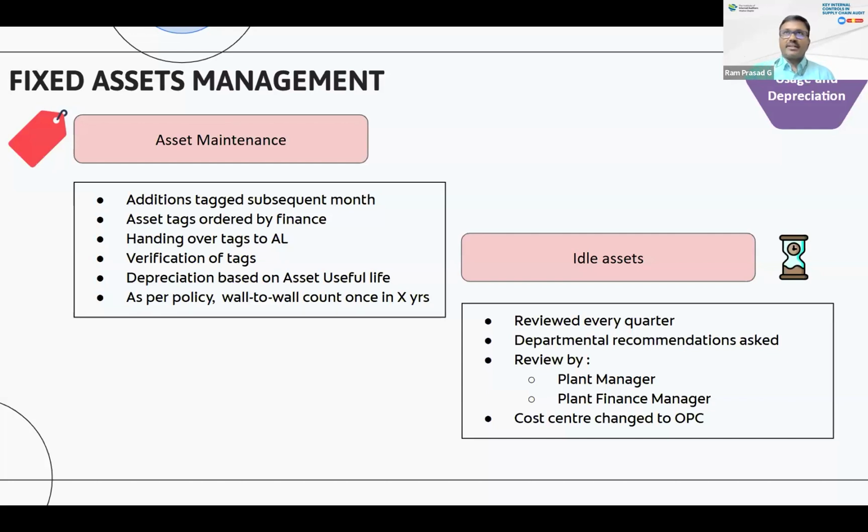The earlier slide I had mentioned it. Master data collections could be for movement or location change. It could be for such cases where an existing asset can be classified as an idle asset.